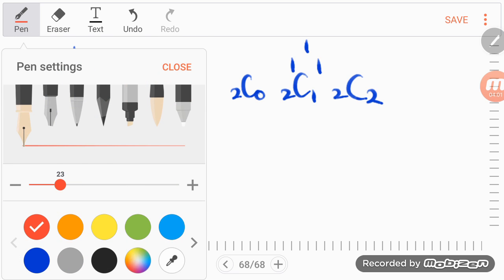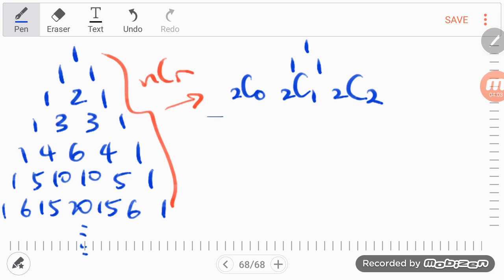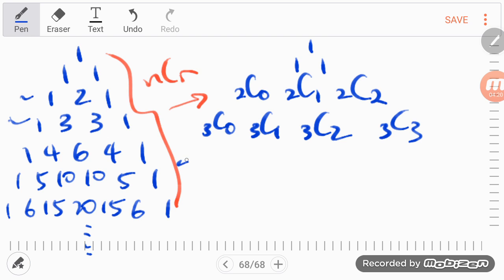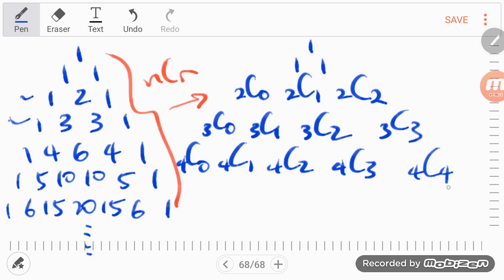So let me begin. I'm done with that one. Now I'm going to be working on this. That will be 3C0, 3C1, 3C2, and 3C3. The next one, 4C0, 4C1, 4C2, 4C3, 4C4.